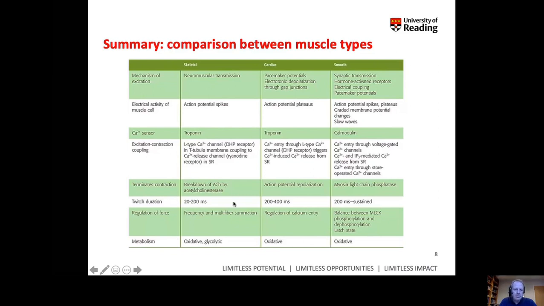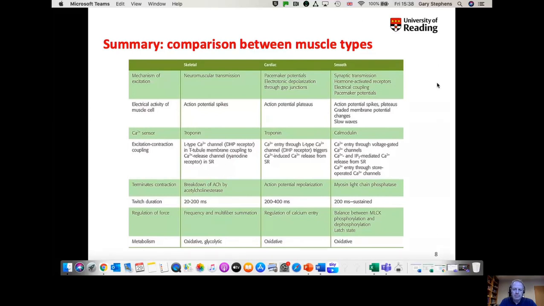The termination is different. So acetylcholine is broken down by acetylcholine esterase. Here we tend to use the cardiac action potential a little bit more to control contraction. And here we use myosin light chain phosphatase to inhibit the sliding filament in the myosin interactions with actin.